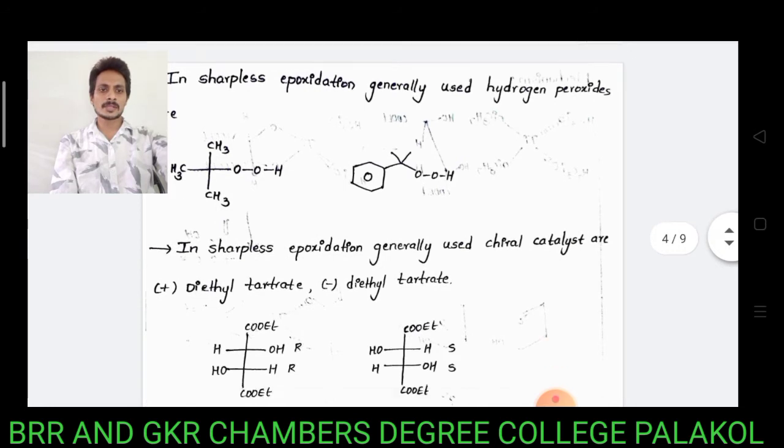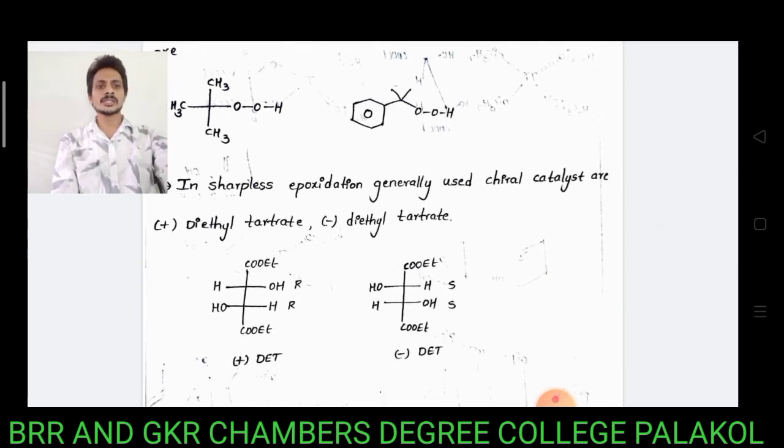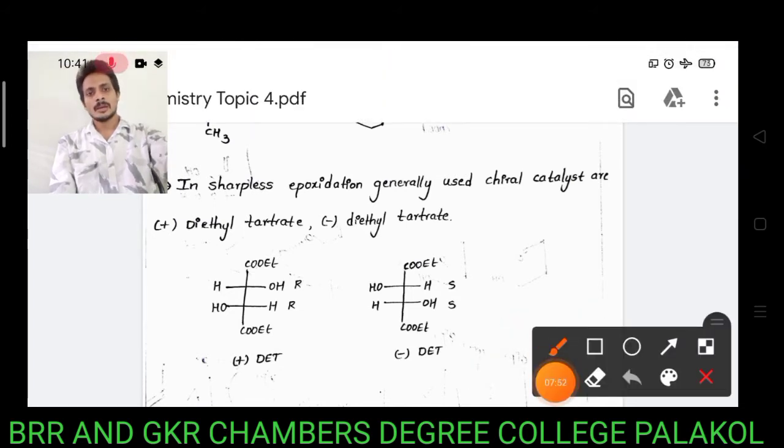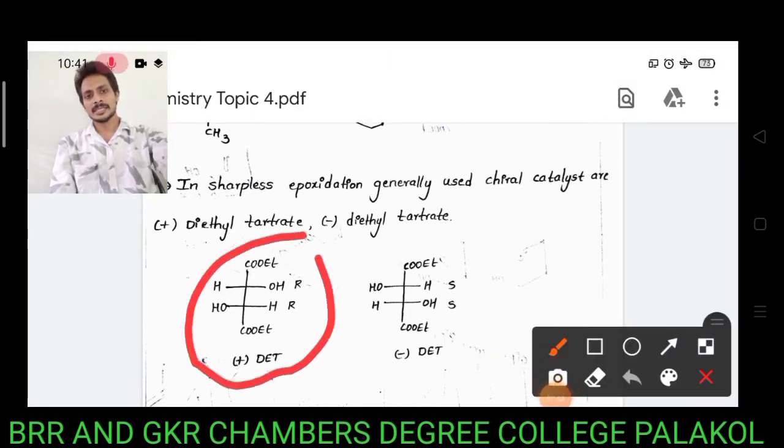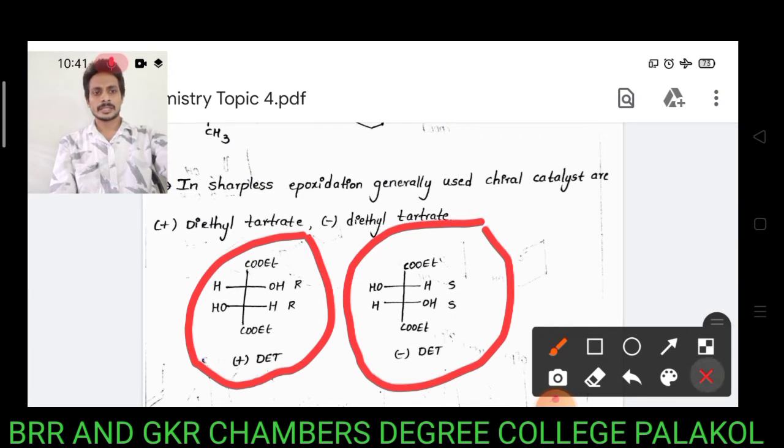In Sharpless epoxidation, the chiral catalyst generally used is diethyl tartrate. Diethyl tartrate is an ester of tartaric acid. These are the two forms, plus DET and minus DET: the RR form and the SS form of diethyl tartrate.